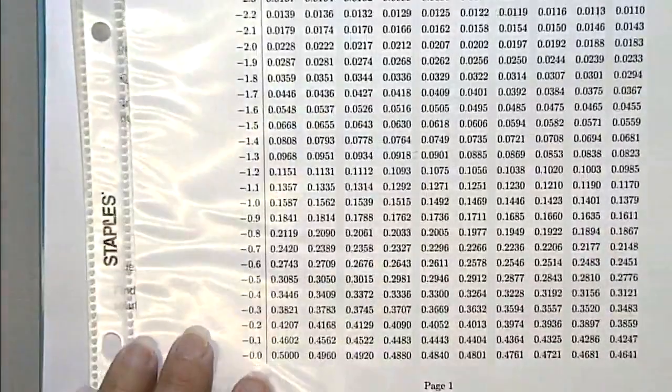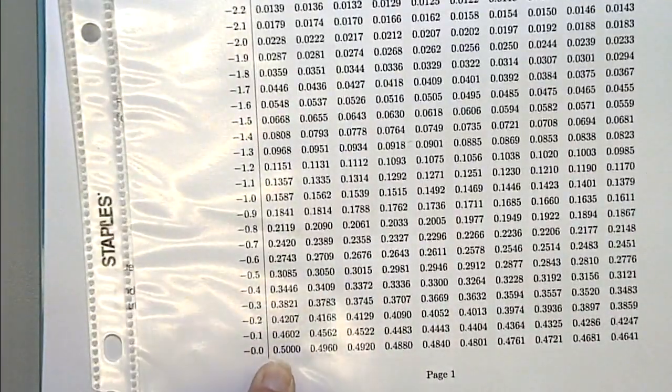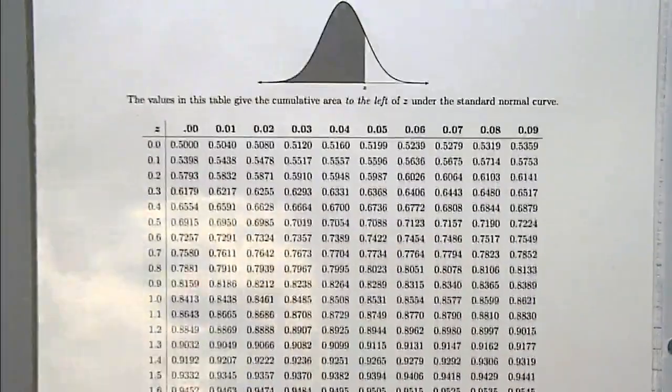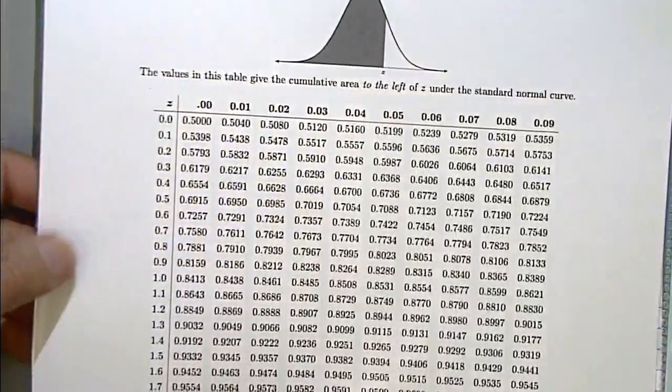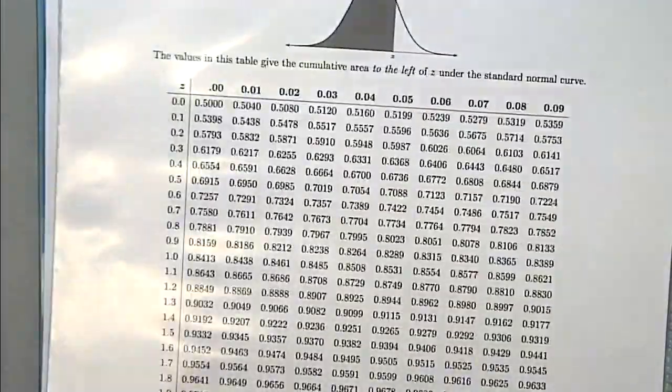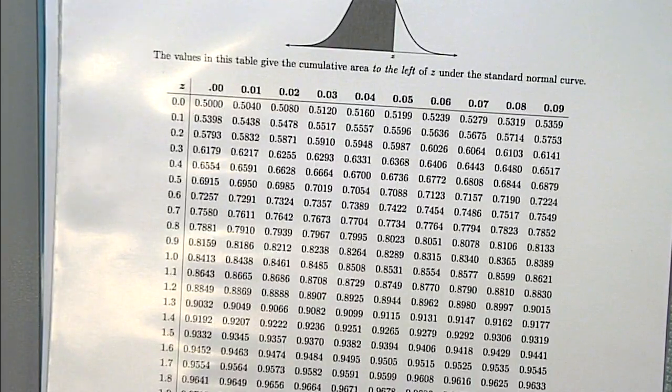So there's your area to the left of 0. To the left of 0 is half the curve. To the right of 0 is also half the curve, but nothing gives us area to the right. You just have to know that one. Half of the curve is always going to be 0.5, an area of 0.5. The entire curve is an area of 1. It includes every probability, 100% or 1, okay?